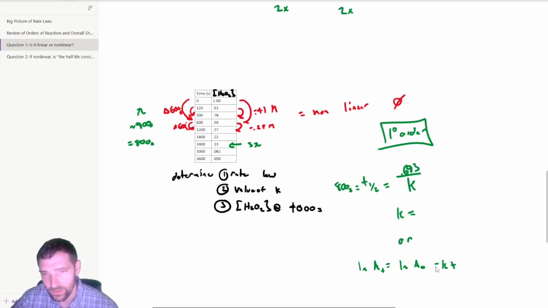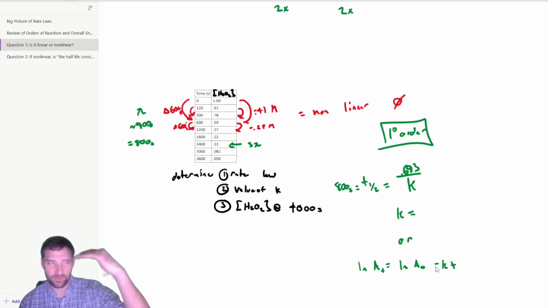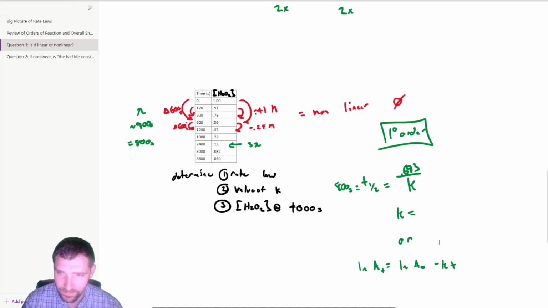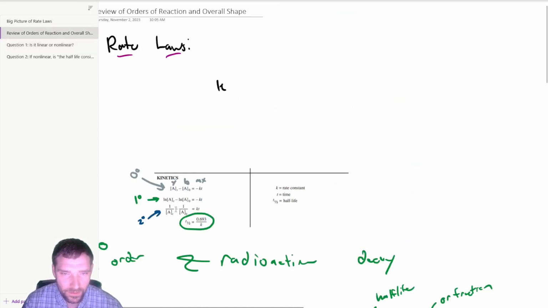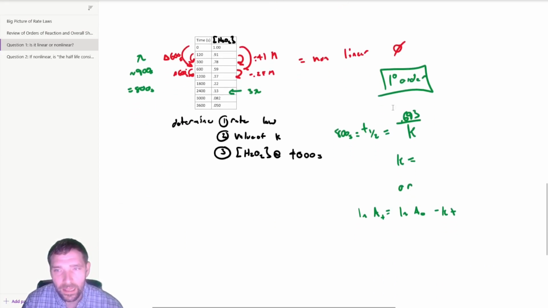But in any case, you could plug in the original value and the value at some time and then solve for k. You could do that, or you could just use the half-life formula because it's a first order. But if it was potentially a second order, you would need to use the 1 over A version of this formula for second orders. So you could do that if this was looking more like a second order to get the specific value of k.